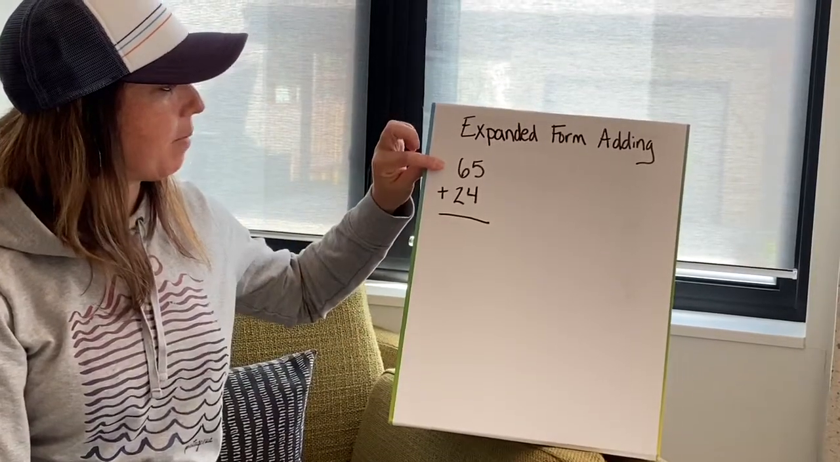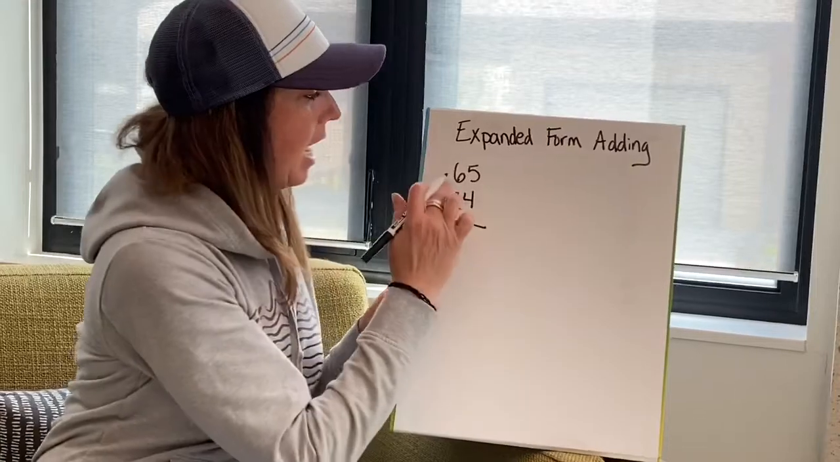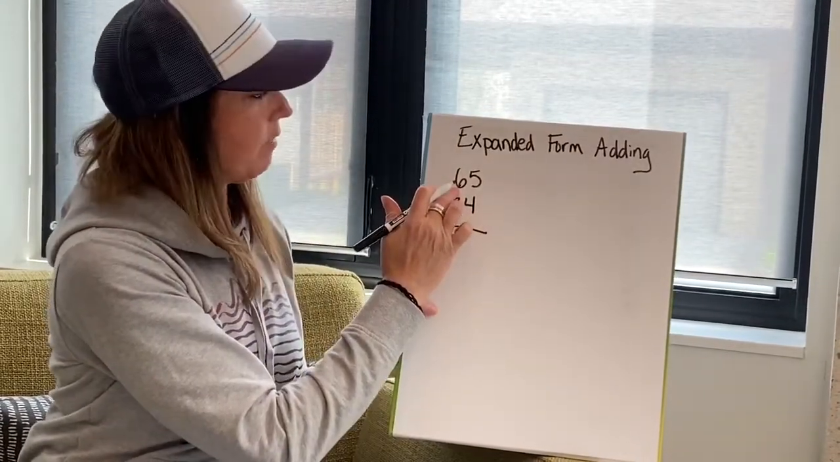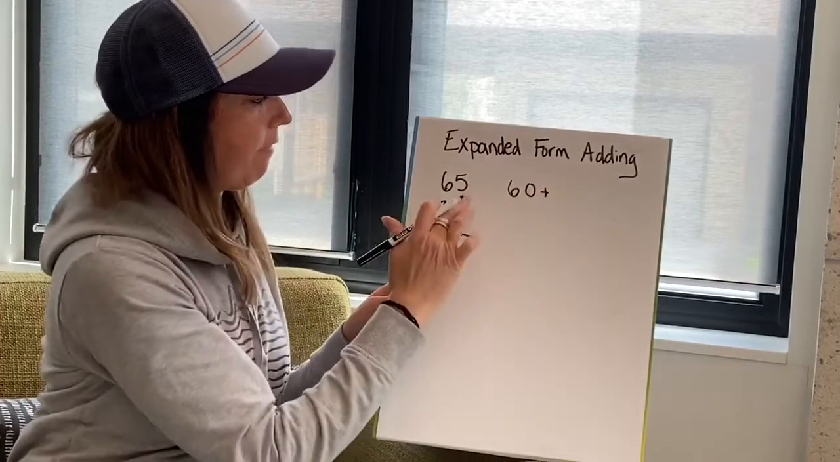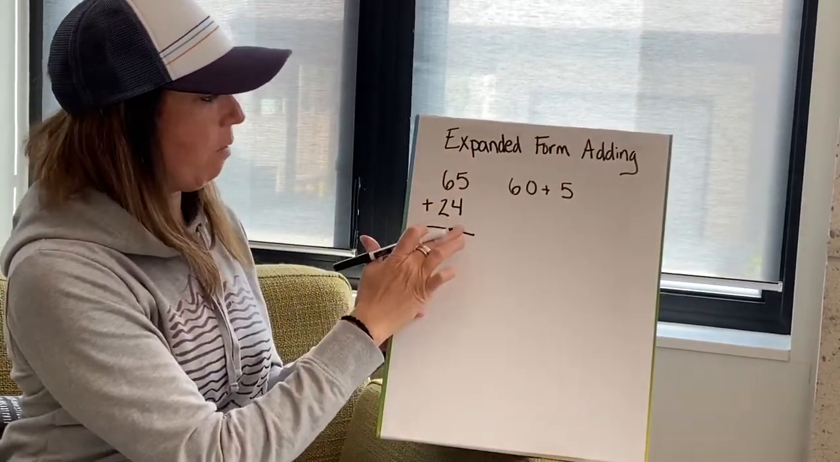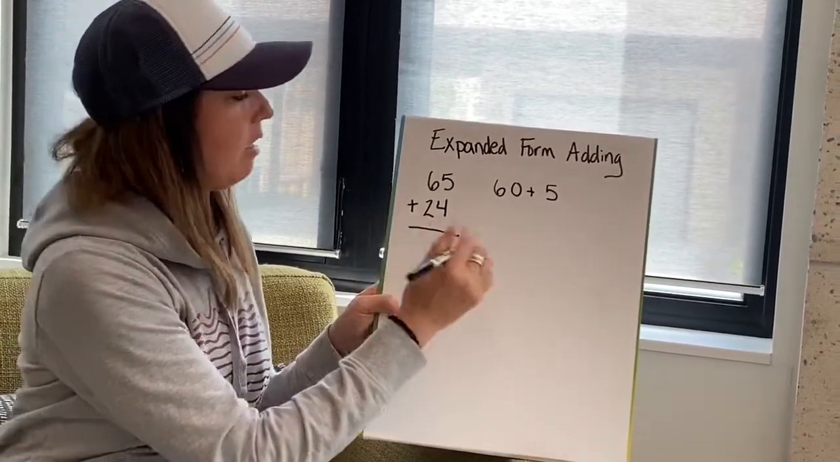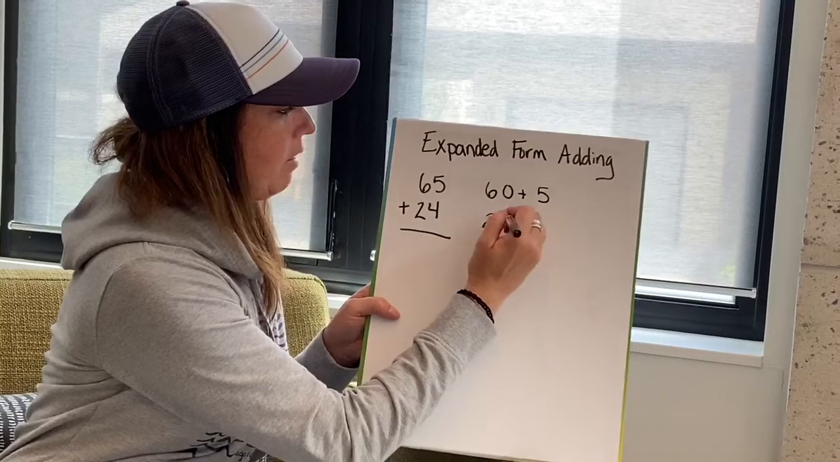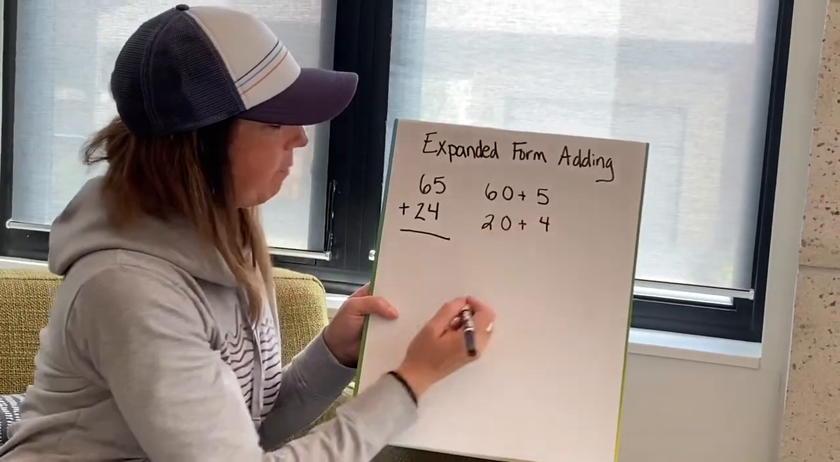Our first step is to take 65 and to expand it. So we have 6 groups of 10, which is 60, and we have 5 ones. With the number 24, we have 2 groups of 10, so we have 20, and we have 4 ones.